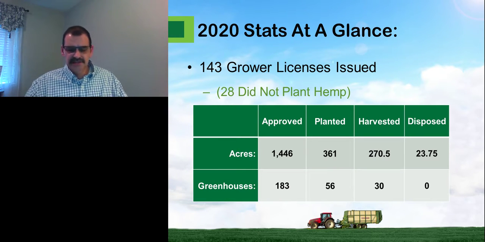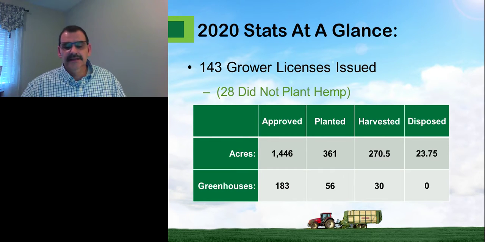The information on this slide was taken from the grower's annual report, which was due on November 30th. We have some growers that are delinquent in submitting the report, so this information is from about 80% of the growers who have submitted the report. So the acreage planted and harvested is certain to go up when all reports are in. As of December 2nd, 28 license holders reported they did not plant hemp last year after obtaining a license.